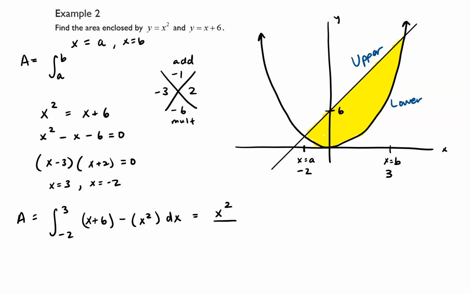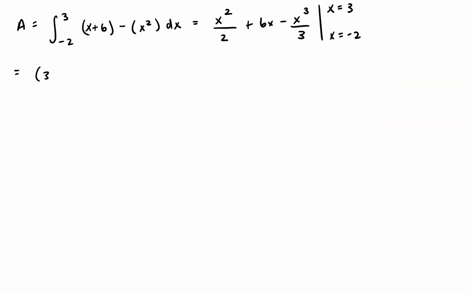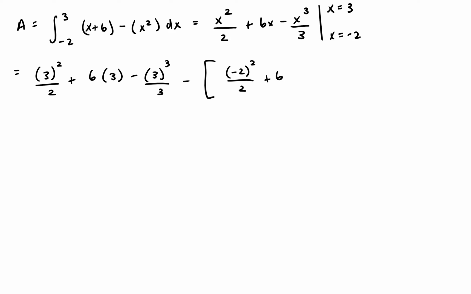That's going to give us x squared over 2 plus 6x minus x cubed over 3, from x equals -2 to x equals +3. I'm going to go ahead and plug those values in now. So we get 3 squared over 2 plus 6 times 3 minus 3 cubed over 3, minus, (-2) squared over 2 plus 6 times -2 minus (-2) cubed over 3.